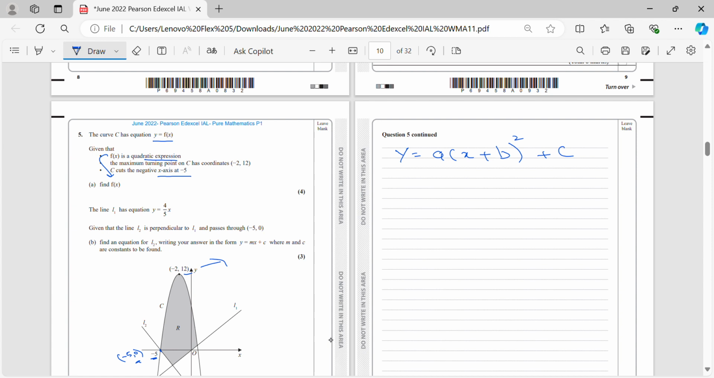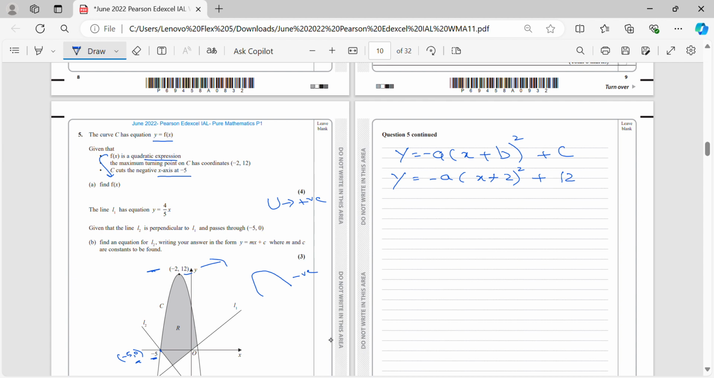Because this curve, this parabola, is upside down, we can write here -a, because this is a negative quadratic expression. If it is upward, then the quadratic expression is positive, but this is downward, so it is negative. So we have a turning point which is (-2, 12). Because it's negative and inside we do the reverse operation, we write it as +2, and outside it is 12.